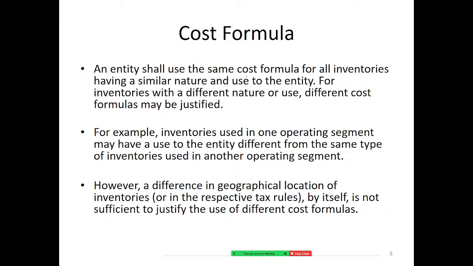An entity shall use the same cost formula for all inventories having a similar nature and use to the entity. For inventories with a different nature or different use, different cost formulas may be justified, right? If the items are not interchangeable, and the nature of the items is not similar, or each and every inventory is used for different purposes by the same entity, then we cannot use a common one, right? For example, inventories used in one operating segment may have a different use to the entity from the same type of inventories used in another operation department, right?